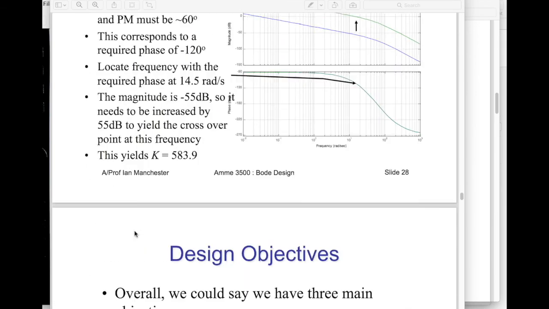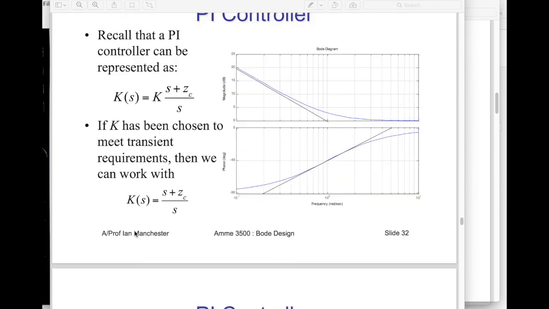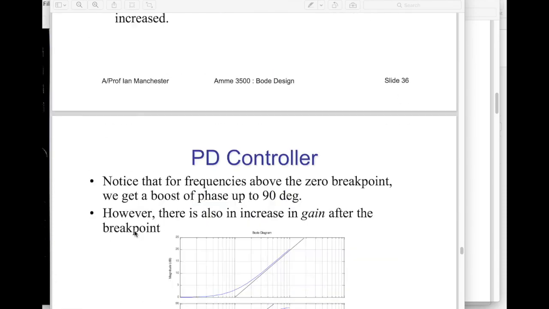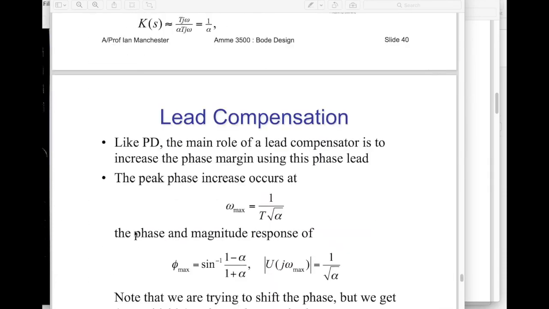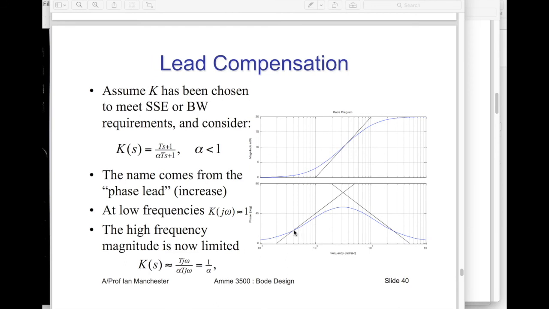Well, that's exactly what the lead controller is for. So a lead controller has a Bode plot which looks like this. The key point is that at some central frequency that we choose, the phase is boosted. The main idea in lead design is to choose at what frequency you want to boost the phase and how much you want to boost it by, and then there's a formula for setting what the lead parameters should be.